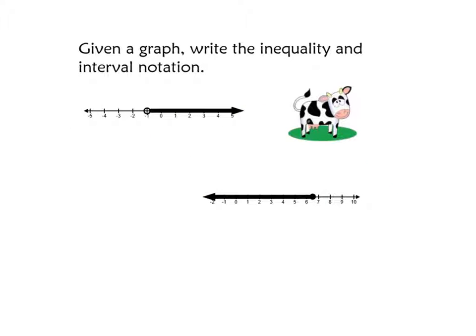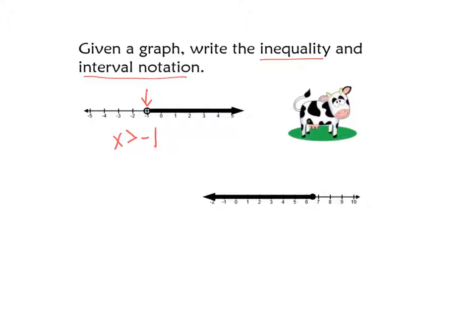For this one here, I'm giving you a graph. I want you to write both the inequality and the interval notation. So we are at -1. This number is at -1. It's an open circle, and I have numbers that are greater than that. So x is greater than. I don't need the equal to because it's an open circle. So it's greater than -1.